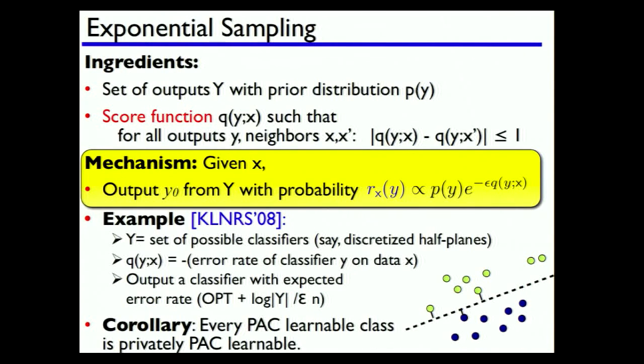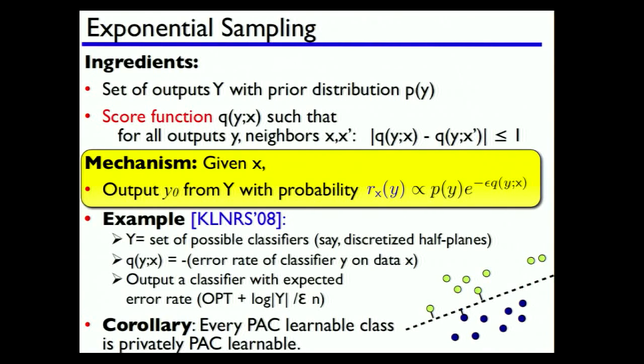All right. So what's an example? Let me give you another. So voting is one example. But it turns out it's a special case of something much more general. I could have a set of outputs y with some prior distribution p of y.